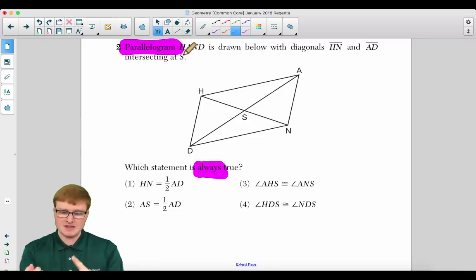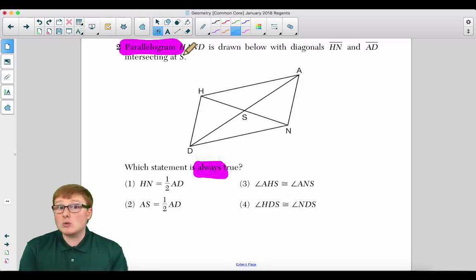But basically you need to know that in a parallelogram, opposite sides are parallel, opposite sides are congruent, diagonals bisect each other, diagonals form two pairs of congruent triangles, consecutive angles are supplementary, and opposite angles are congruent. All those things that I just listed to you are quite important to know. So we know that we're dealing with segments and also angles. Let's go ahead and label our diagram appropriately, and let's see which one is true.